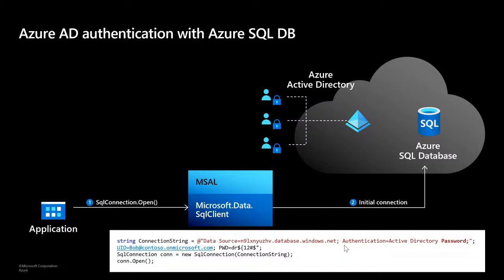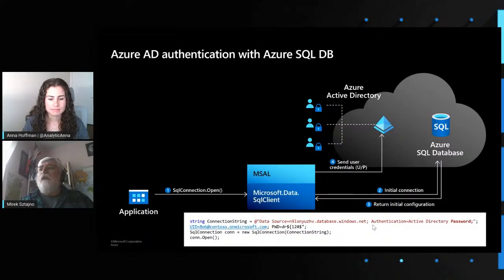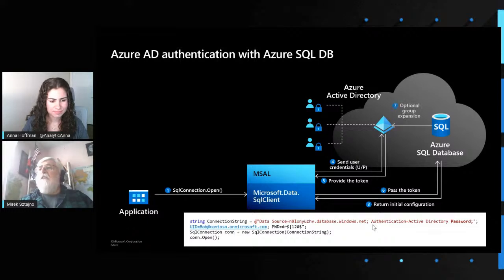Since it cannot be authenticated there, it goes back with additional information, like, for example, tenant ID, and then MSAL is accessing the Azure Active Directory with user password credentials. It is authenticated there, comes back with the JWT token. It is sent back to the Azure SQL database. There's the optional group expansion for users who are members of more than 256 groups, and then it comes back to the driver and it's sent back to the application. So this is how the user password authentication works.